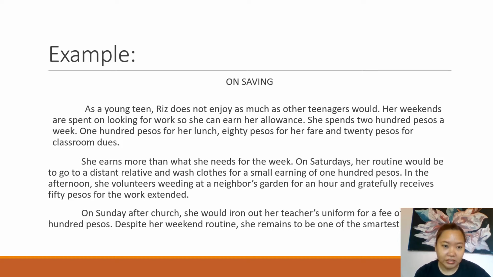On savings. As a young teen, Riz does not enjoy as much as other teenagers would. Her weekends are spent on looking for work so she can earn her allowance. She spends 200 pesos a week, 100 pesos for her lunch, 80 pesos for her fare, and 20 pesos for her classroom dues. So in this paragraph, we know how she spends her allowance: on lunch for 100, her fare, and payment to the school, 20 pesos. In the next paragraph, she earns more than what she needs for the week.